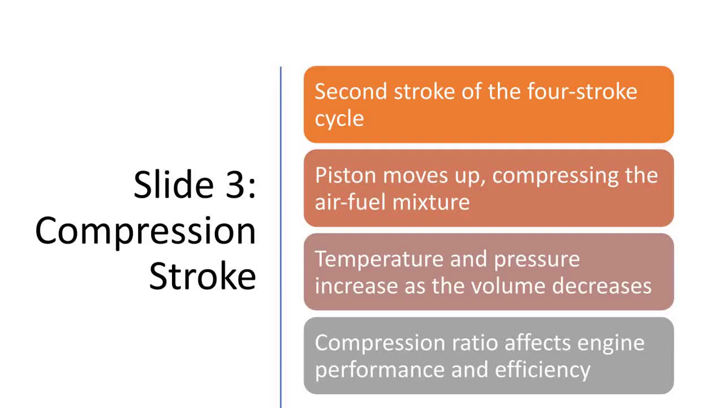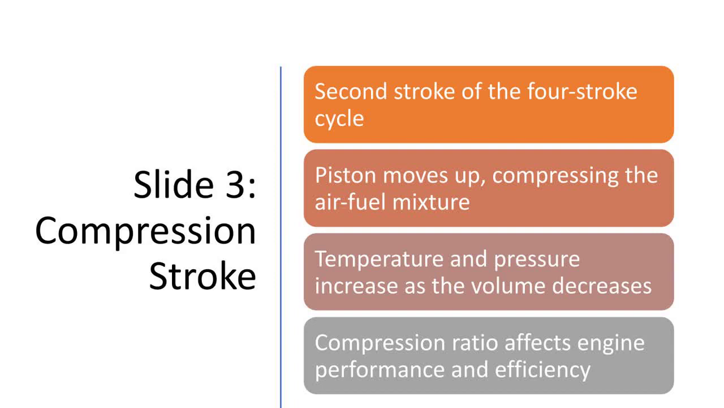The compression stroke is the second stroke in the combustion cycle of a car engine. During this stroke, the piston moves up, compressing the air-fuel mixture that was drawn in during the intake stroke. As the volume decreases, the temperature and pressure increase, leading to a more efficient combustion process. The compression ratio is the ratio of the volume of the cylinder when the piston is at the bottom of its stroke to the volume when the piston is at the top of its stroke.